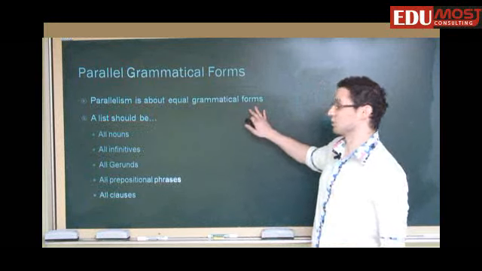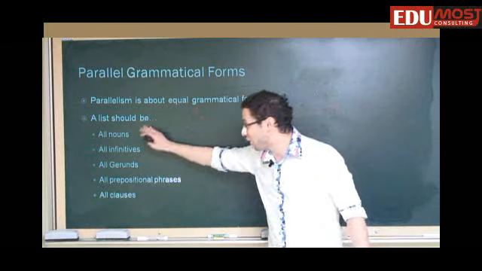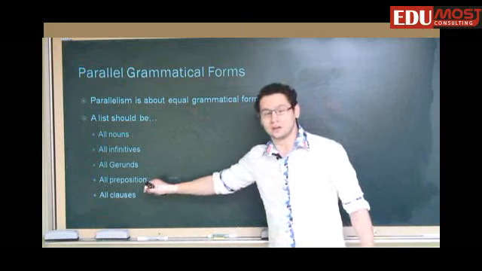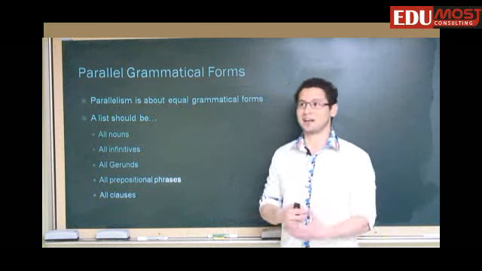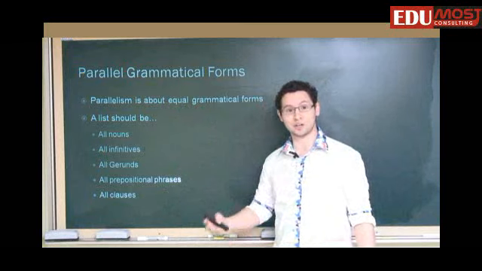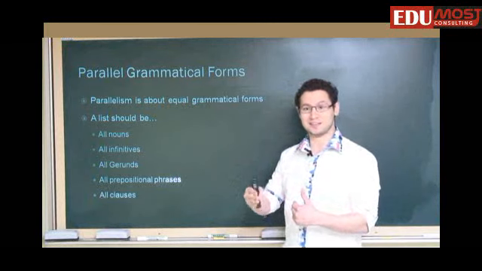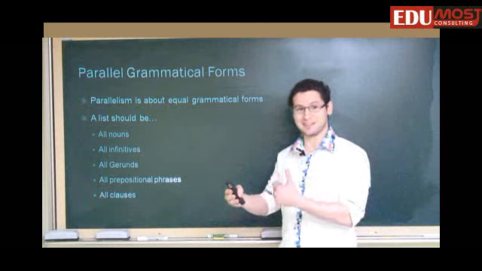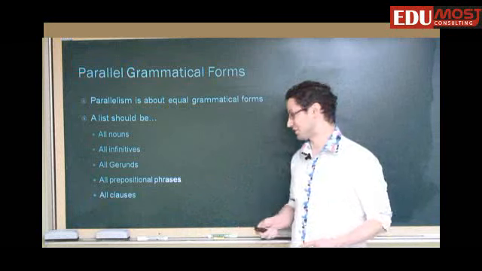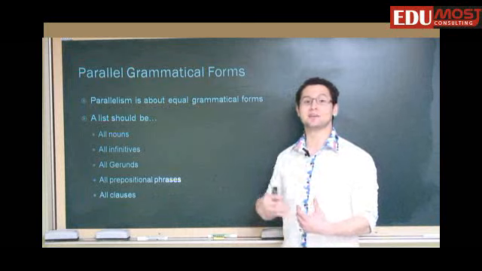Parallelism is all about equal or equivalent grammatical forms. So what does that mean? That means that if you have a list, you should try to have all nouns, or all infinitives, all gerunds, all prepositional phrases, but you really have to pay attention to the preposition. That's why equal or possibly equivalent might be a better word, because we know that some verbs take different prepositions. But the key is that if you use a verb that takes a preposition, the next time you should use another verb that takes its respective preposition. We'll see a more concrete example of that in just a bit. And then, of course, all types of clauses. If a clause has a certain construction, try to mirror that construction.